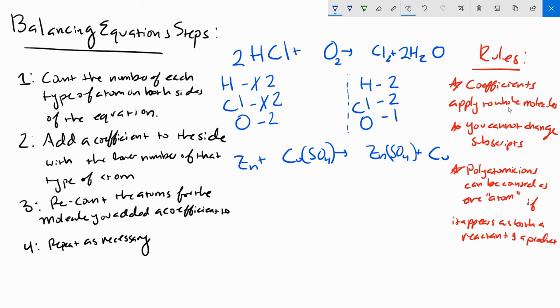So 2 times 2 for that hydrogen is 4. I have to account for it even if it's inconvenient. 2 times 1 for that oxygen is 2. So now I've got 4 hydrogens on this side, but only 2 on this side. Uh-oh. I've got to up it again. So I want 4. I only have 2, but I want 4. So I'm going to change this coefficient to a 4, because 4 times 1 is 4. And this applies to that chlorine too. 4 times 1 is 4.